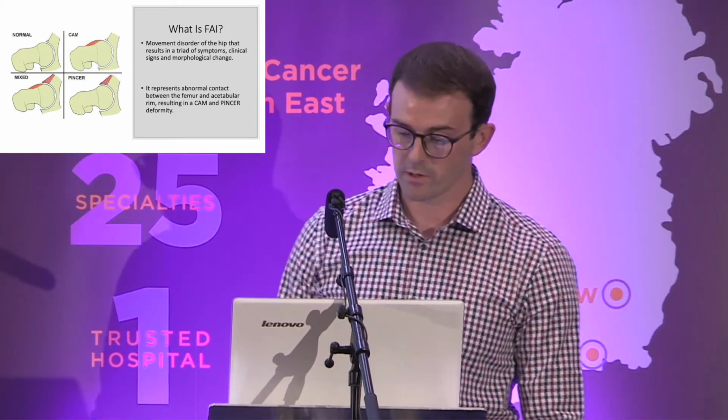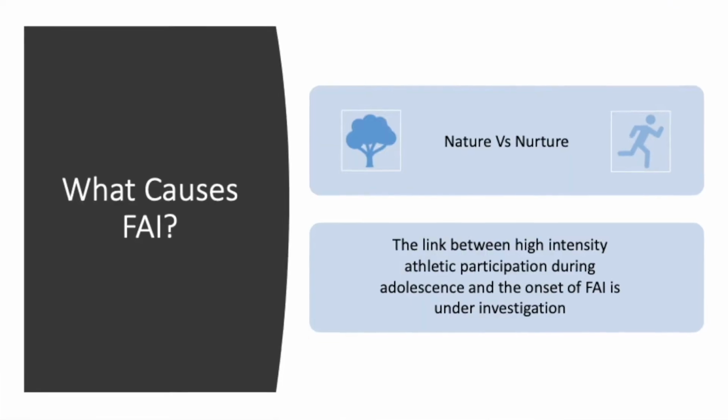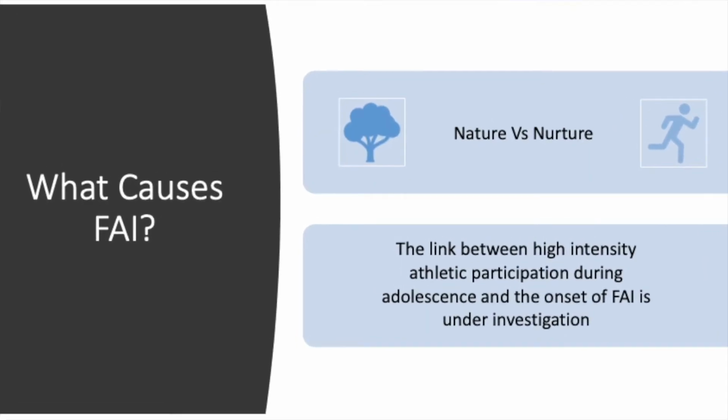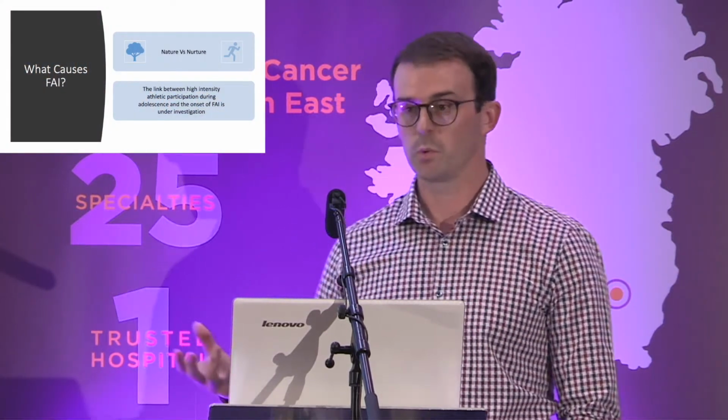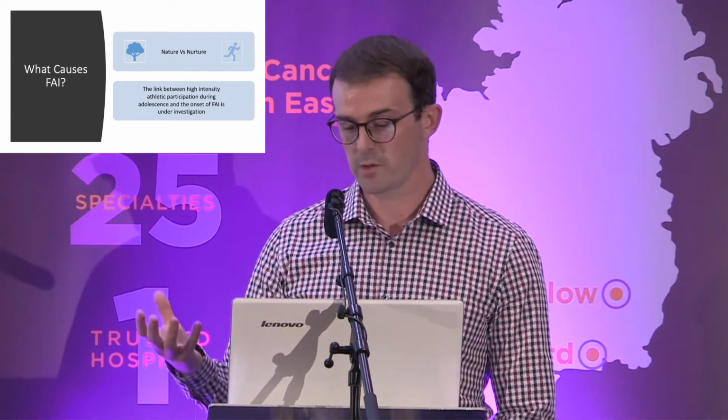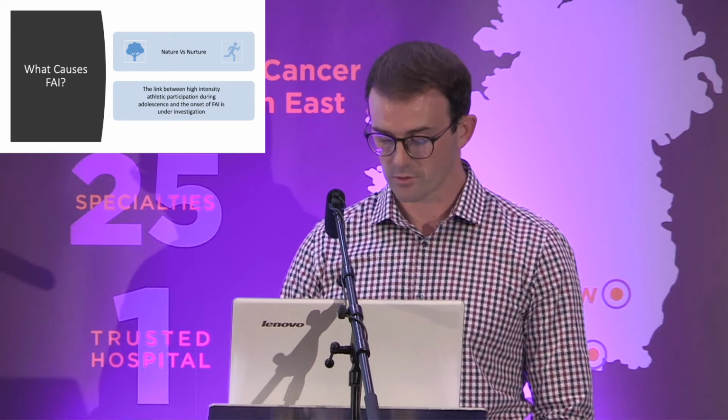So the cause of FAI, still really the jury's out on this. Is it nature versus nurture? It's probably a combination of both, where you have a predisposition to either over coverage or under coverage of the hip, then are exposed to environmental factors such as high impact sports such as GAA. Therefore, the link between high intensity participation in adolescence and the onset of FAI is under investigation.